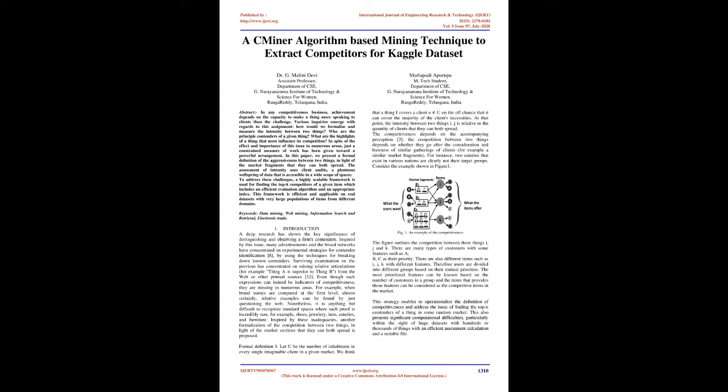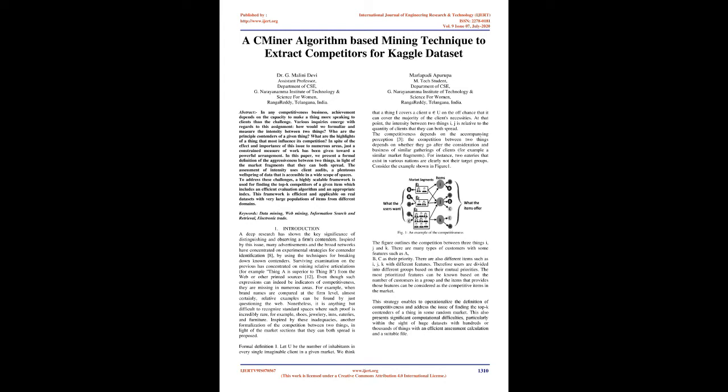One: Introduction. Deep research has shown the key significance of identifying and monitoring a firm's competitors. Inspired by this issue, many communities have concentrated on empirical strategies for competitor identification, by using techniques for analyzing known competitors. Existing work on the former has concentrated on mining comparative expressions, for example, item A is better than item B, from the web or other textual sources. Even though such expressions can indeed be indicators of competitiveness, they are missing in numerous domains. For example, when brand names are compared at the firm level, almost certainly, comparative examples can be found by just querying the web. Nonetheless, it is easy to identify standard domains where such evidence is extremely rare, for example, shoes, jewelry, hotels, restaurants, and furniture.